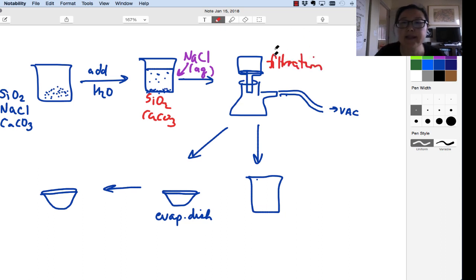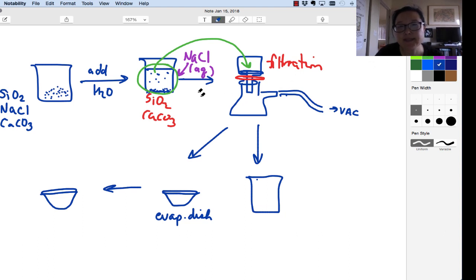The setup for that includes a filter flask right here, and then a funnel. You'll have a black rubber gasket right there to make a good seal between the two pieces, and you'll have this Buchner funnel up here. You'll put a filter paper in here, a circular one that fits in the funnel. You're going to take all the contents of this and pour it into the funnel. So we'll take everything in here, swirl it around, and really try to get all of the contents in here. You're going to rinse it with a little bit of water, just to make sure everything gets transferred over.